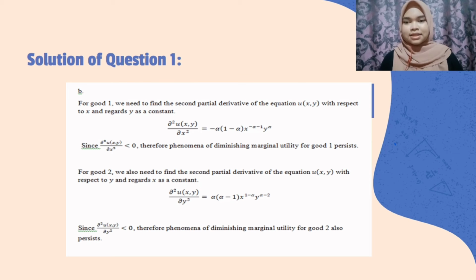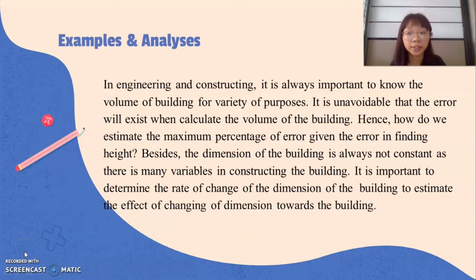So for the second example, in engineering and construction, it is always important to know the volume of a building for a variety of purposes. It is unavoidable that errors will exist when calculating the volume of the building. Hence, how do we estimate the maximum percentage of error given the error in finding the height?